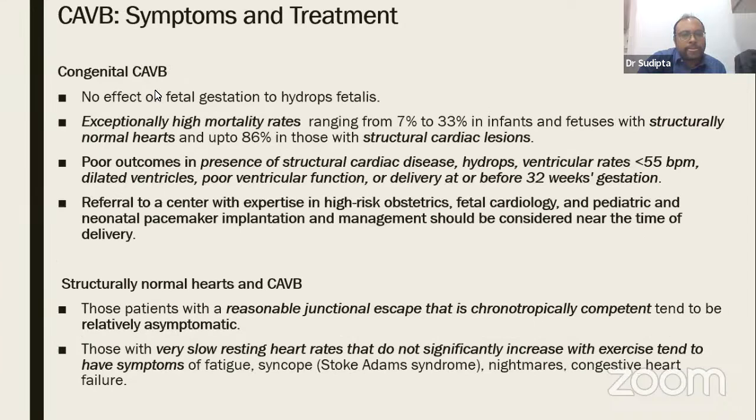So the symptoms in case of congenital AV block, they are characterized by exceptionally high mortality rates in the infants and fetuses, more so in those associated with structural cardiac lesions. And it may result in no effect on the fetus to hydrops fetalis, and a prudent referral to a center with expertise in high-risk obstetrics, fetal cardiology, and pediatric and neonatal pacemaker implantation should be considered.